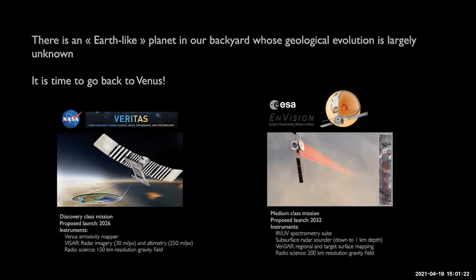And it's time to go back to Venus to study its geology. And there are 2 missions, one from NASA and one from ESA, that might be picked this year to go to Venus, one in 2026. And ESA, of course, takes longer, 2032, to go to Venus and try to find out all these big questions that we still have.